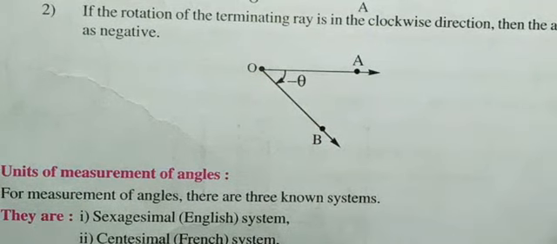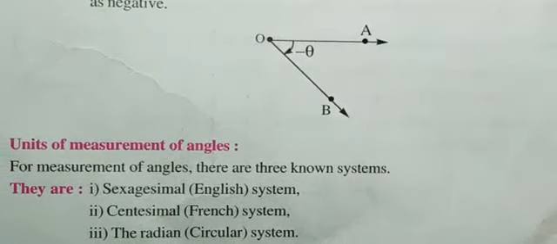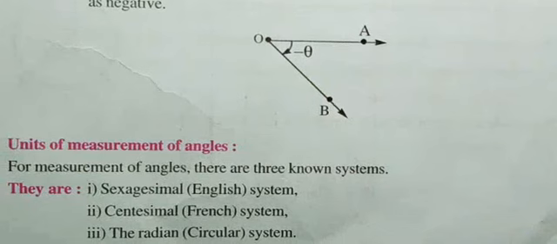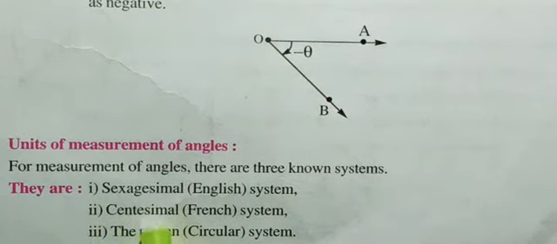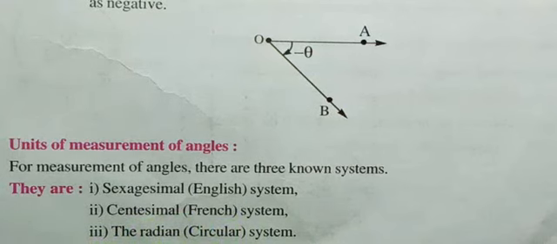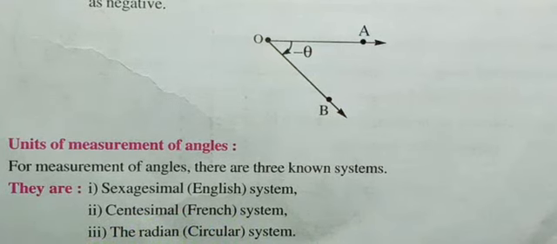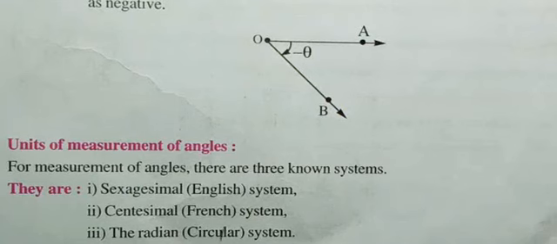Okay, next come to the units of measurement of angle. For the measurement of angle, there are three known systems. They are the sexagesimal or English system, the centesimal or French system, and the radian or circular system. So with these three systems we can measure the angle.